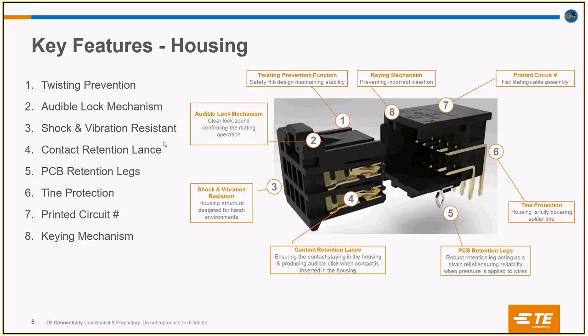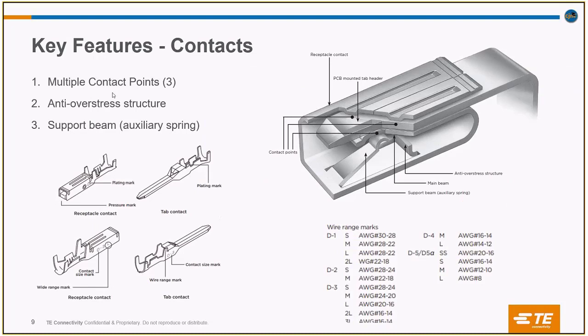After housing, we are going to talk about the key features of contacts. We were talking about all these multiple contact points, where the wire comes in, the insulation barrel, then where the wire is crimped, and how the insulation support acts as a strain relief to the wires. It's the same thing over here. We are again talking about contacts, but in the dynamic series. So we have the multiple contact points. There are 3: anti-overstress structure, and then we have the support beam or the auxiliary spring.